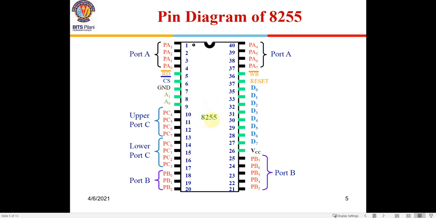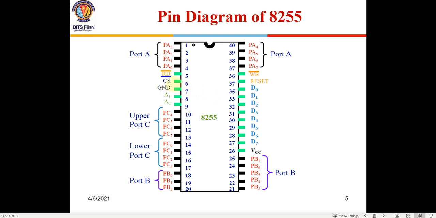What is the need of programming 8255? These ports can work in different modes, which I'm going to explain in the next slide. We program this 8255 for working in different modes by putting one 8-bit data into an internal register, so that will accordingly decide what mode of operation this 8255 would work in.